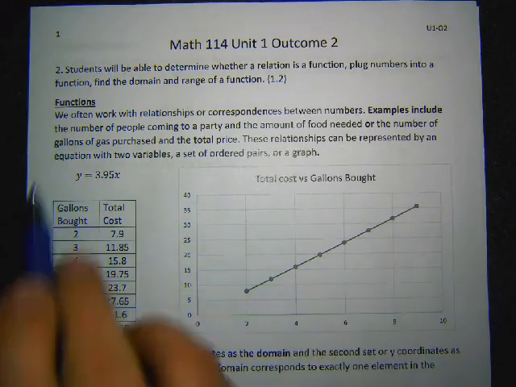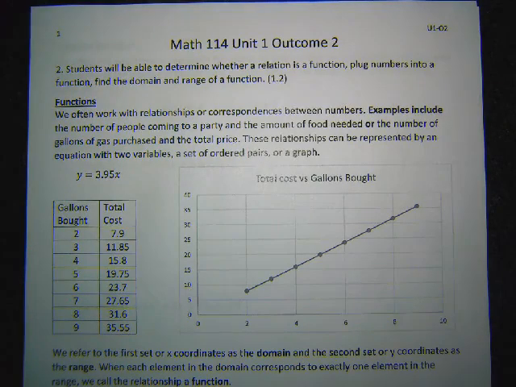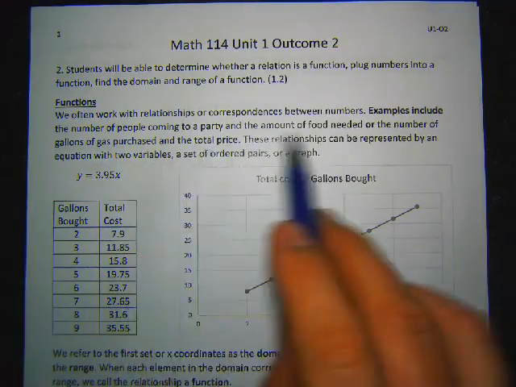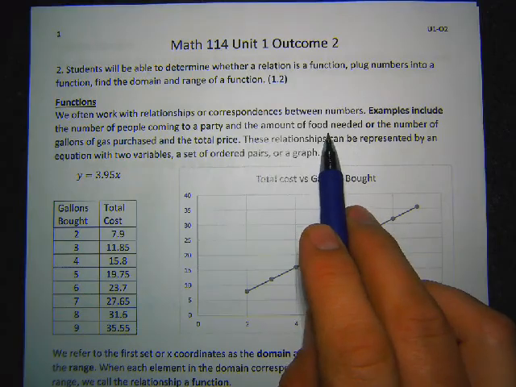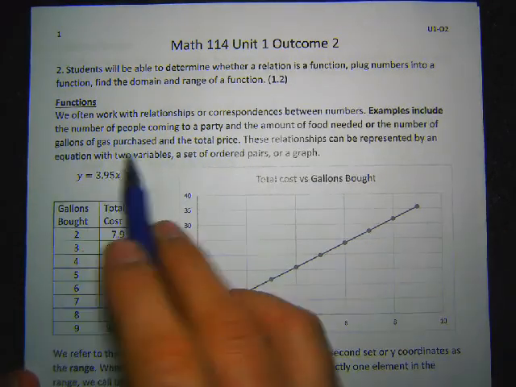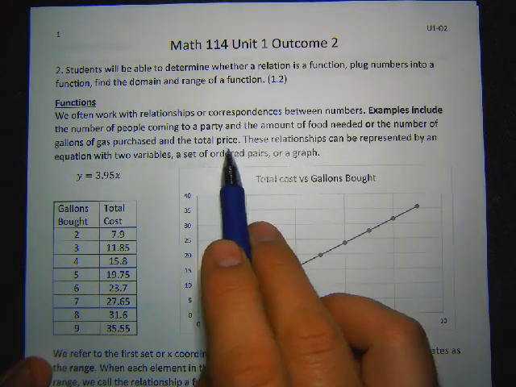So functions are going to be coming from relationships or correspondences between numbers. So we'll have two different ways of looking at a set of numbers, or two different measurements from a set of numbers, and the connection between those. Some examples of functions: the number of people coming to a party and the amount of food you need, right? The more people come, the more food you're going to need. The number of gallons of gas you purchase and the total price. A lot of times you buy more gas, you're going to pay more for the gas.